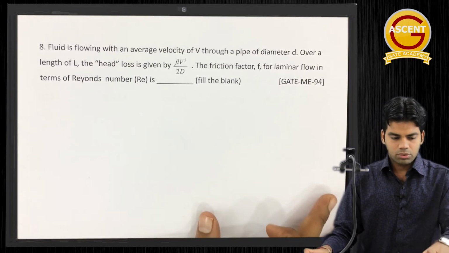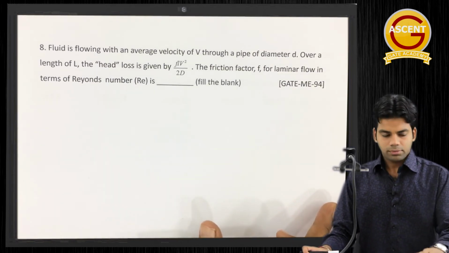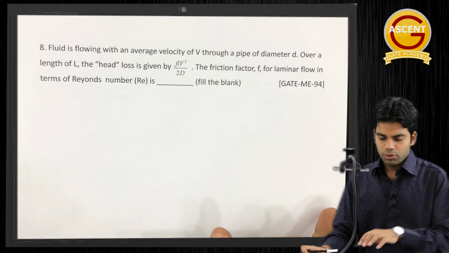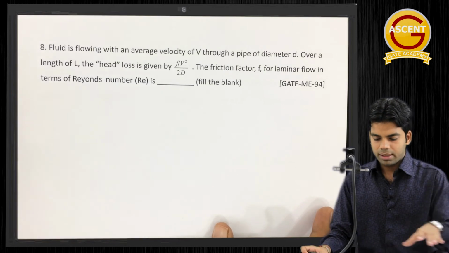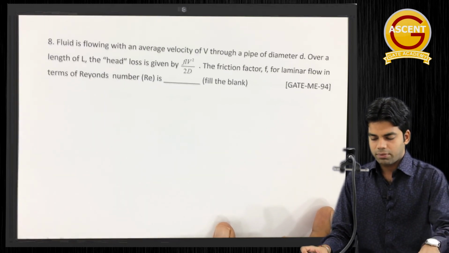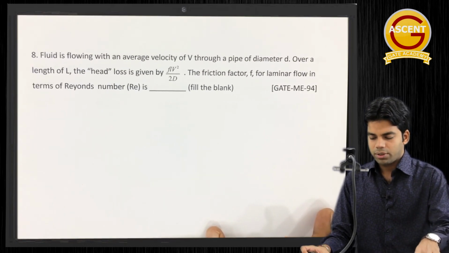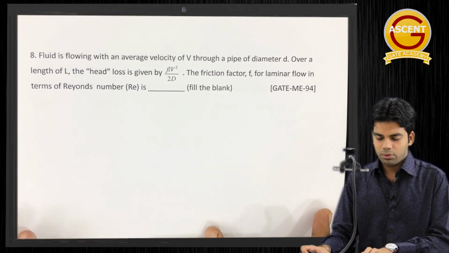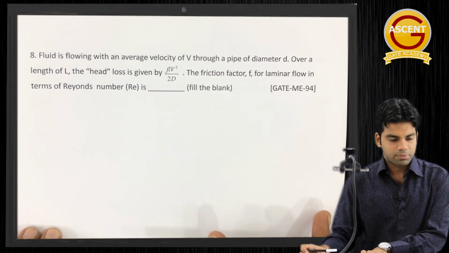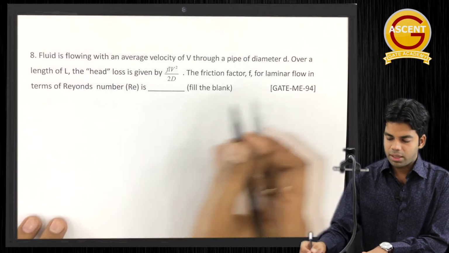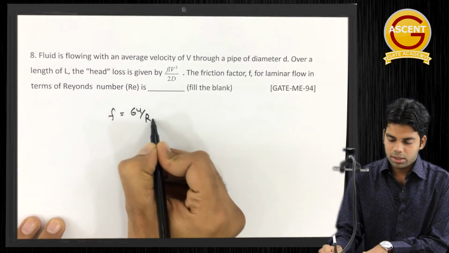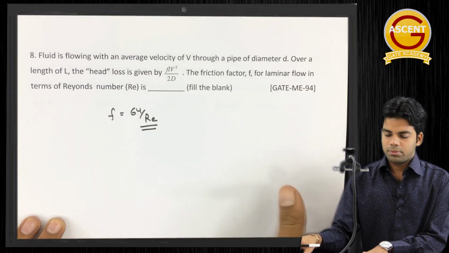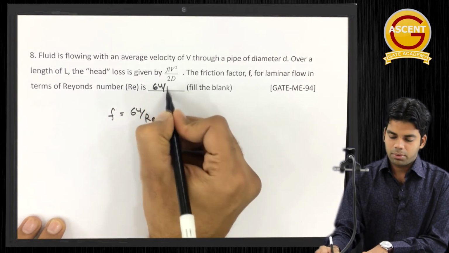Okay, next question says fluid is flowing with an average velocity V through a pipe of diameter D over a length L. The head loss is given by f L V square by 2D. The friction factor f for laminar flow in terms of Reynolds number is... So for laminar flow we know friction factor f is equal to 64 by Re. This will be 64 by Re.